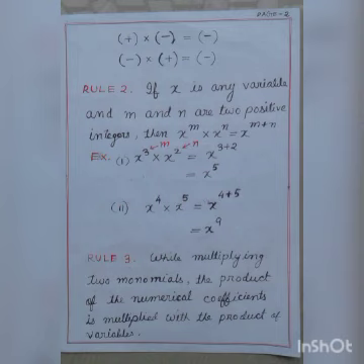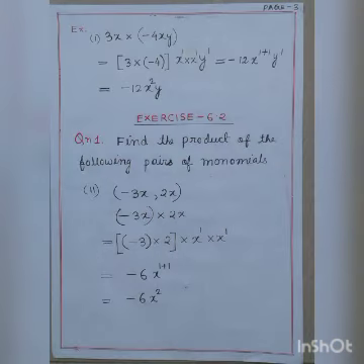Rule number 3: while multiplying two monomials, the product of the numerical coefficients is multiplied with the product of the variables. Check with the example, 3x into minus 4xy. I shall write the coefficients of the two terms separately, 3 into minus 4. Then I shall write the variables, x into xy. The power of x is 1 for one term, the power of x for the other term is also 1, and the power of y is 1.